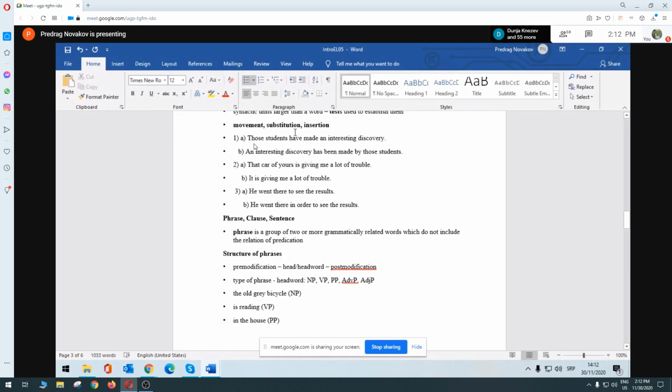The second test is substitution. 2A and B: "That car of yours is giving me a lot of trouble." And B: "It is giving me a lot of trouble." So perhaps you can see, obviously, that "that car of yours" is a phrase, it's a subject. And what did we do in B? We simply used a pronoun instead of a noun phrase. So what is the rule for substitution then? And what do we prove by using pronouns as substitutions?